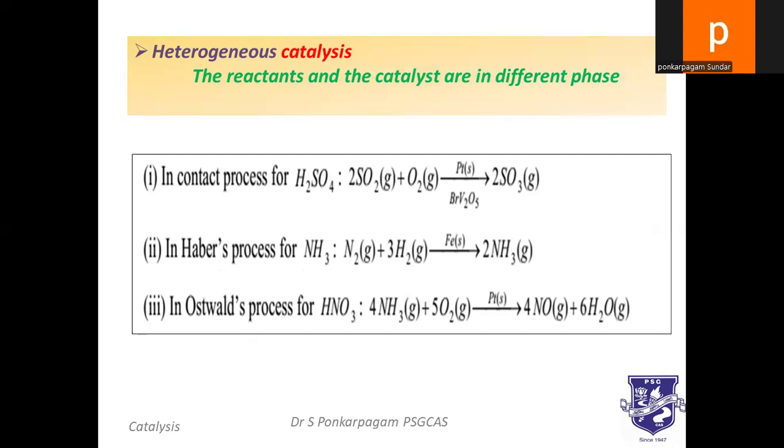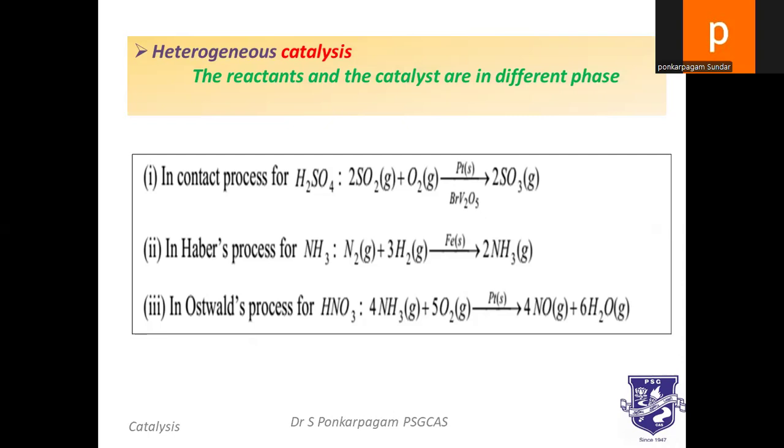For examples, contact process, Haber process. In the contact process, we know this is the manufacture of sulfuric acid. Here the sulfur dioxide and oxygen are both in gas form. But the catalyst, we know, is platinum, in powdery form. Likewise, it's a solid form. So here the catalyst is in solid form and the gases are in gas form. So this is an example of heterogeneous catalysis.